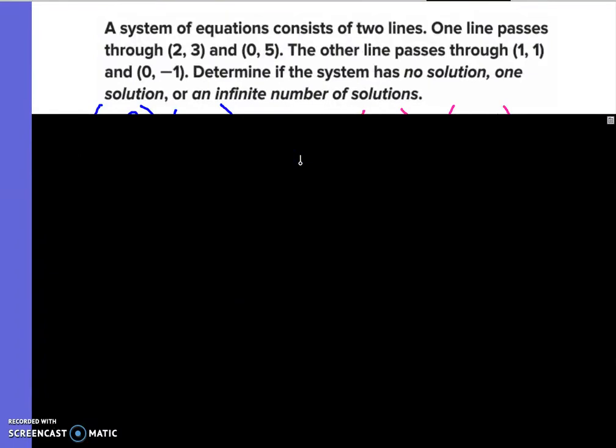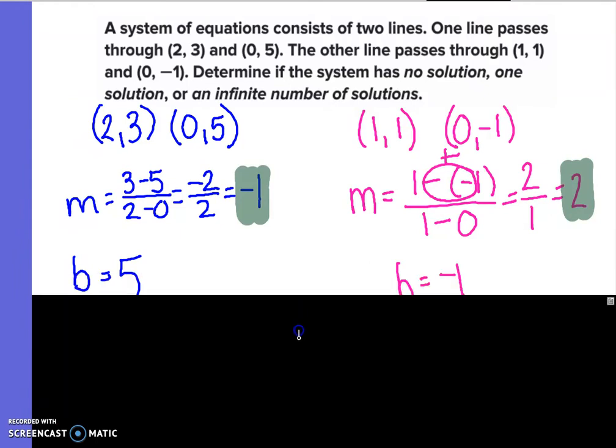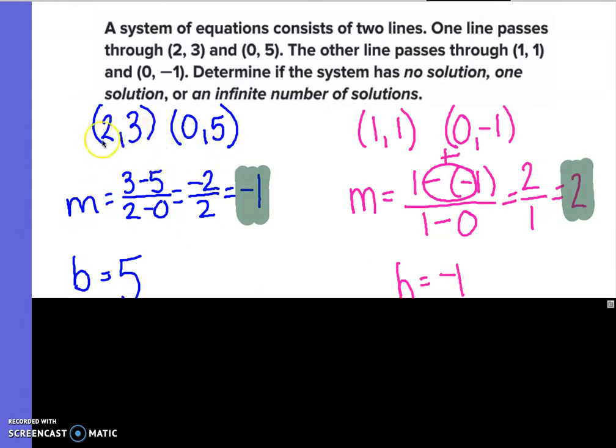Alright, a system of equations consists of two lines. One line passes through (2, 3) and (0, 5). The other line passes through (1, 1) and (0, -1). Determine if the system has no solution, one solution, or an infinite number of solutions. So you can look here and you can see you have 2 points. From those 2 points you can figure out the slope. Remember, the y minus the y, so 3 minus 5, and then 2 minus 0. So I have negative 2 over 2. My slope is negative 1, and it is giving me the y-intercept. So negative 1 is my slope, y-intercept is 5.